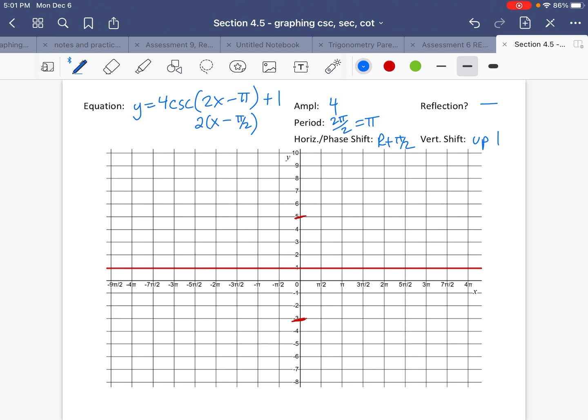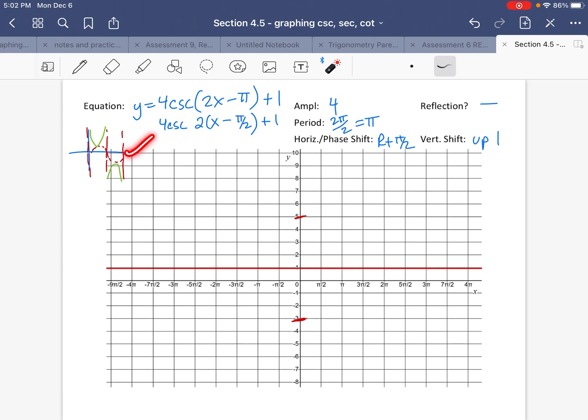Okay, so cosecant is all based on... I'll just finish everything else. Cosecant is based on sine, right? So sine looks like this. And we are going to then know we have asymptotes here and here and here. And when we do our graph, it'll be coming off of the humps there. Okay, so this thing gets squished in.